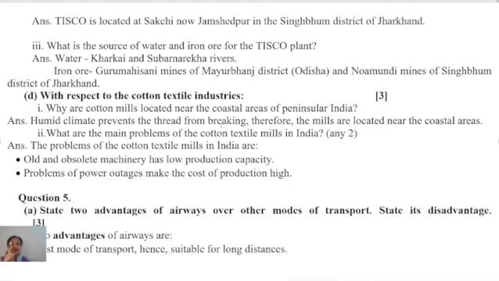We are talking of the textile industries, right? Textile industries need, actually, the cotton is converted into yarns, right, threads, and when these threads break, it affects the quality of the textile. So this humid climate which is there in the coastal area helps to prevent the thread from breaking. Okay, therefore the mills are located near the coastal areas. This is one of the most important reasons behind it.